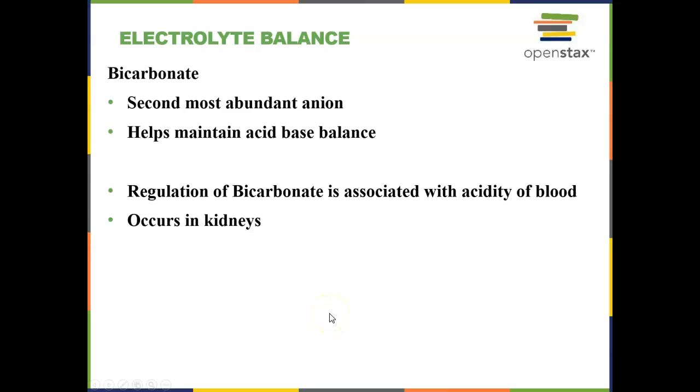The next ion is bicarbonate. Bicarbonate is one of the most abundant anions as well, and what bicarbonate does is it helps in maintaining the acid-base balance of our system. So regulation of bicarbonate is totally associated with how acidic our blood is at any given time. And so this occurs by the kidneys.